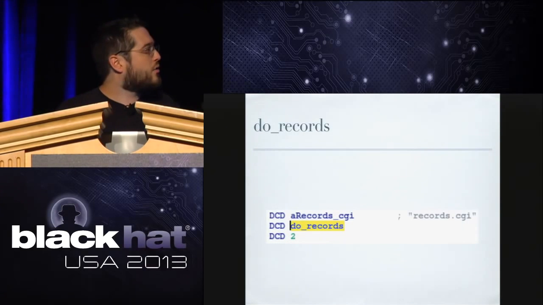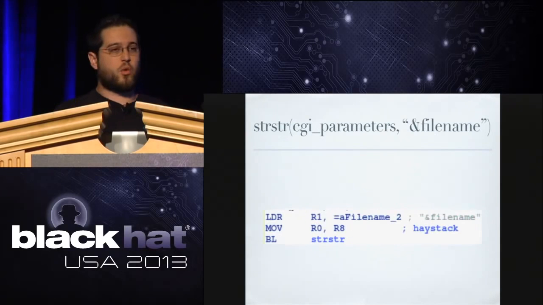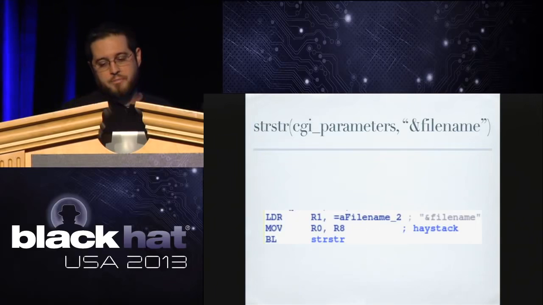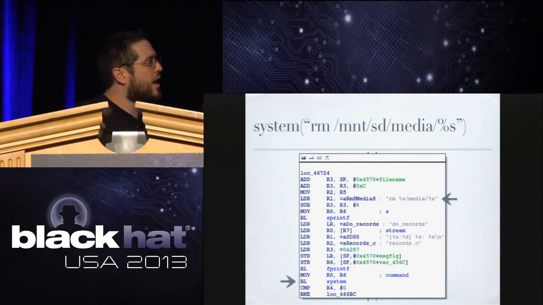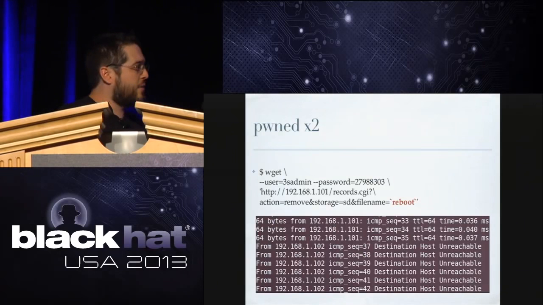So the doRecords function handler checks to see what action you've provided. So for example, if you wanted to delete a file, you can tell it action equals remove. Now if you're deleting a file, you also have to tell it which file you want deleted. So it checks to make sure that you've specified a file name as well. That file name is then shoved into an RM command that is passed to system. And I think everyone knows where this is going, yeah. Setting file name equals backtick reboot backtick makes it not respond to pings anymore.